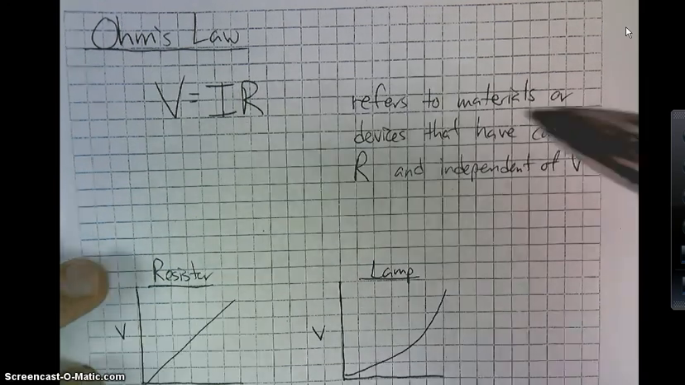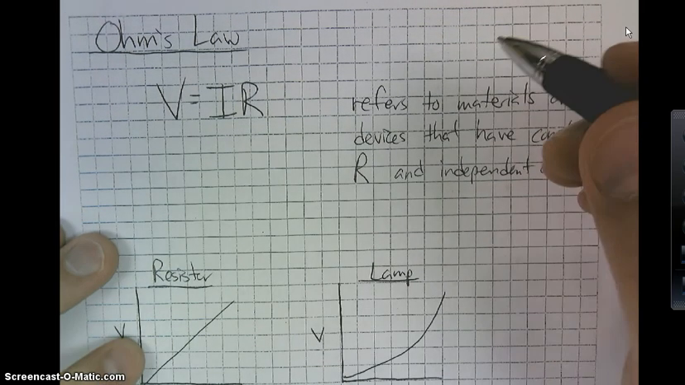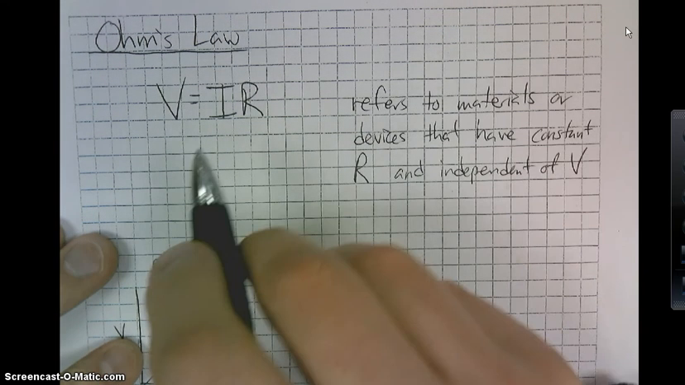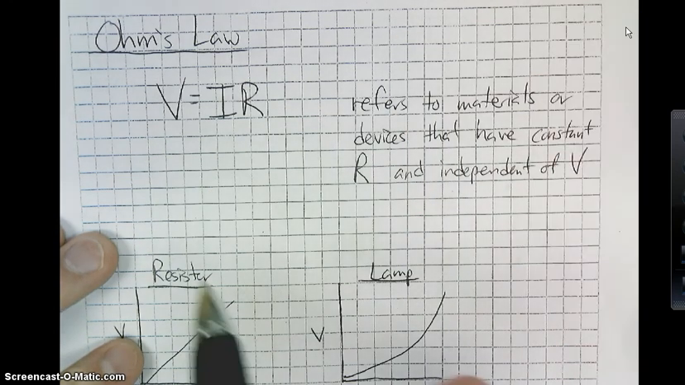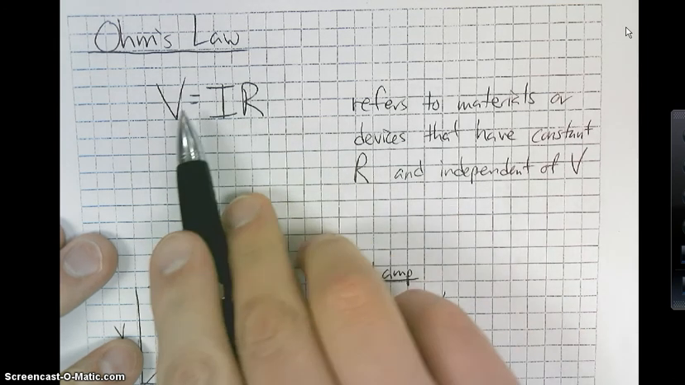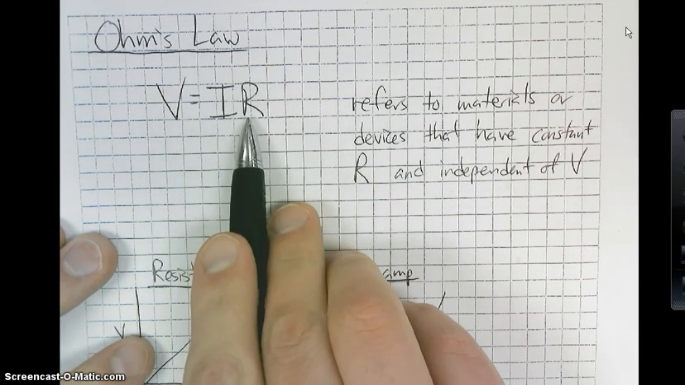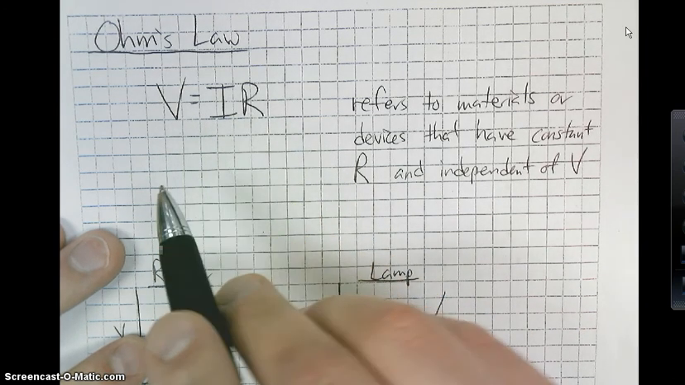So I'm going to talk a little bit about Ohm's law. Yesterday we talked about the resistance of an object equaling the voltage divided by the current. If we rearrange that equation so that it's V equals IR, this is known as Ohm's law.